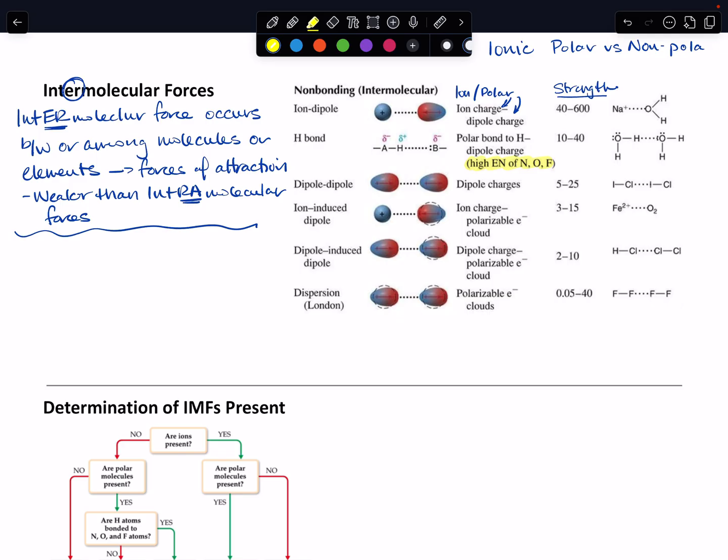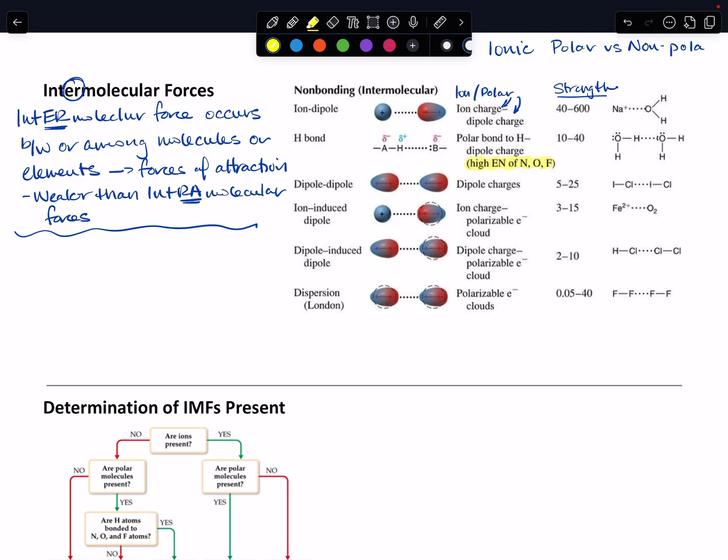If you have a C-H bond or a P-H bond or a Br-H bond, none of those are considered hydrogen bonding, because those elements outside of hydrogen are not excessively electronegative, such as what we see for oxygen, nitrogen, and fluorine. All right, but you can see that is a very strong intermolecular force compared to the rest of the list. So that's going to be your strongest non-ion intermolecular force.